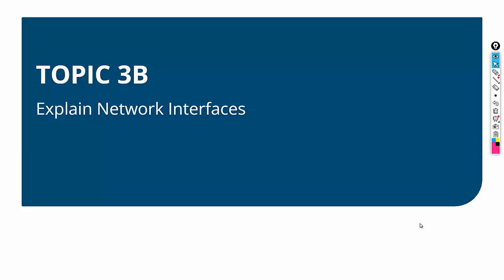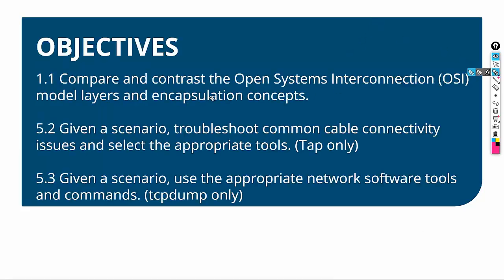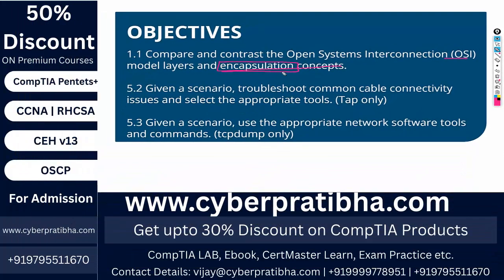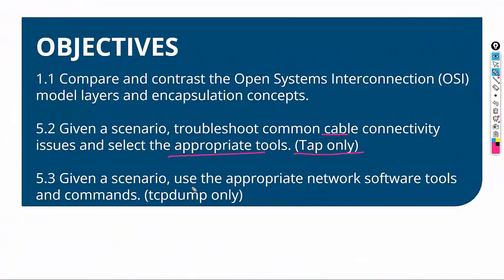So in this section we will cover the network interfaces. The objective is to compare and contrast the OSI model and the encapsulation concept. Encapsulation and decapsulation we have discussed already, but again, given a scenario, troubleshoot the common cable connectivity issue or select the appropriate tool. Here we will discuss only the tap. Then use the appropriate network software tool. It may be tcpdump or Wireshark.